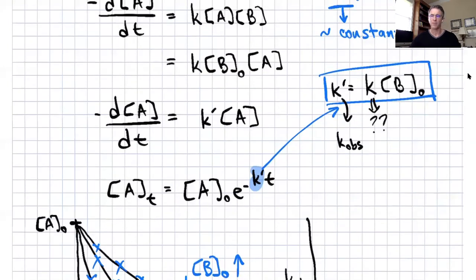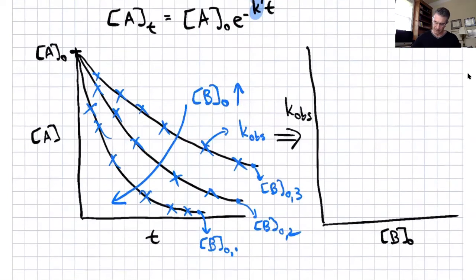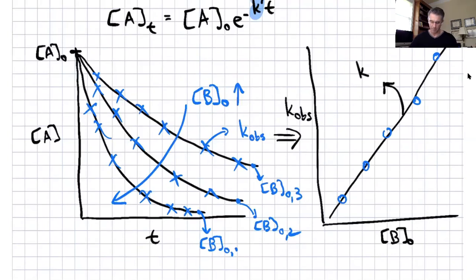K observed is going to depend linearly on the concentration of B0, and the slope of that plot is just going to be K, right? So that's it. It's kind of cool, because that means we plot those babies out. We have a series of experiments at different concentrations of B0, and the slope of this line then gives us the true bimolecular rate constant, because that K observed is simply equal to K times the concentration of B0, right?